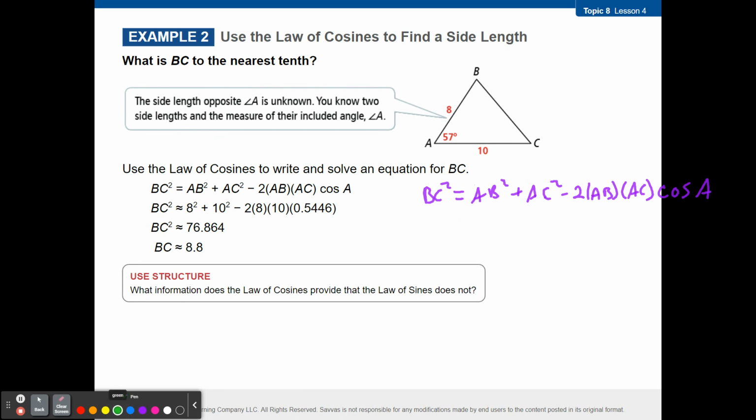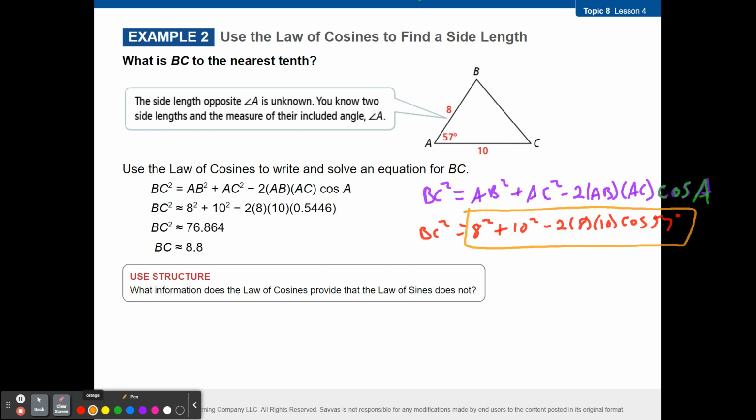Okay. So now what we do is we substitute in this information. BC doesn't change. We're going to have BC squared equals AB, which is 8 squared, plus AC, which is 10 squared, minus 2 times 8 times 10 times the cosine of 57 degrees. Now, here's my recommendation to you using these calculator skills. Type this whole thing into your calculator as you see it. I don't need to know the decimal equivalent, but just type it in and make sure you're still in degree mode.